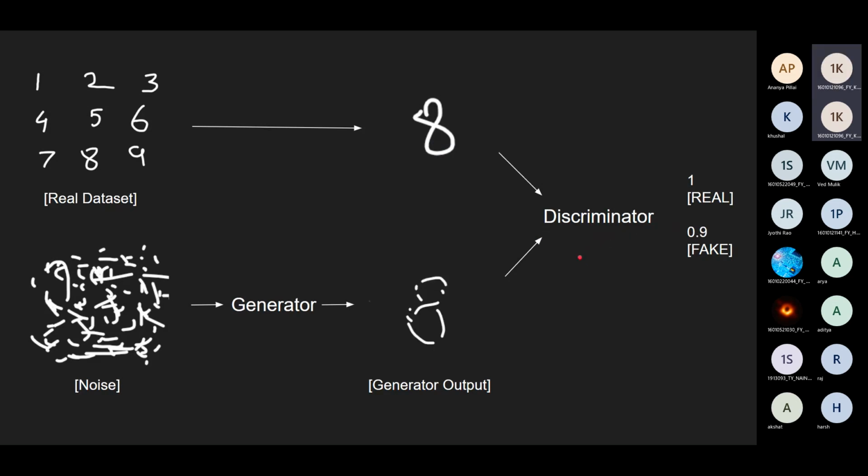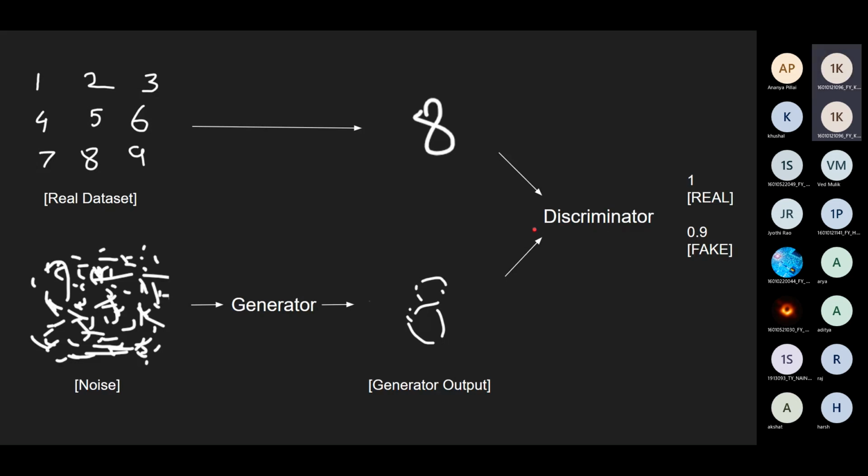After a lot of time, what will happen is the generator will start producing images that are very close to the actual data set. So like this almost looks like an 8. So the discriminator might get fooled here, thinking that, okay, maybe this is real. So this is how the generator and the discriminator improve.